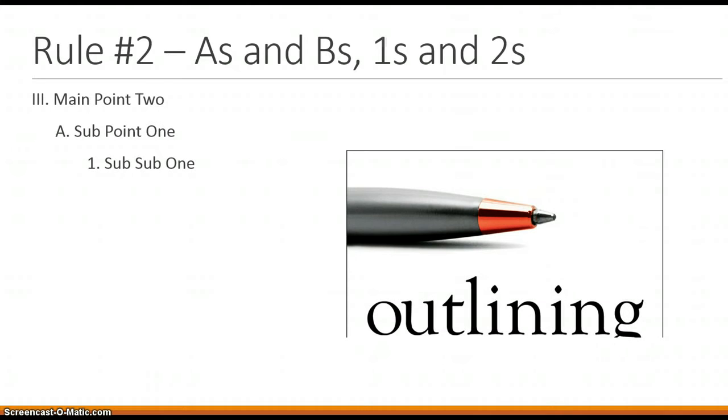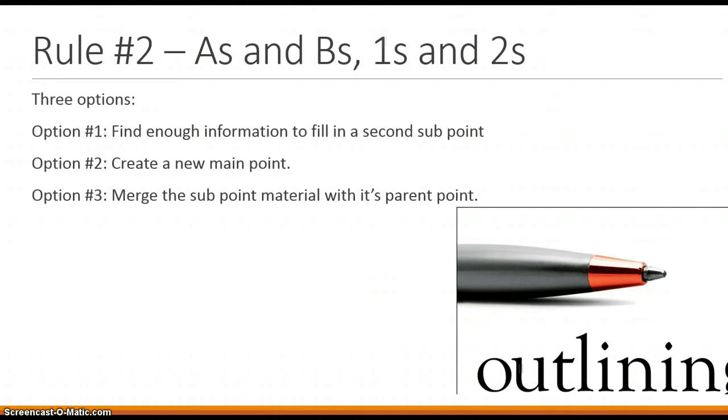The second option to fix this issue is to create a new main point. Let's take a look at main point 2. You can see there's a subpoint and a subpoint, but no second subpoint. This imbalance needs to be fixed. Easy peasy. Just make that first sub1 into its own complete subpoint. Presto, no problem.